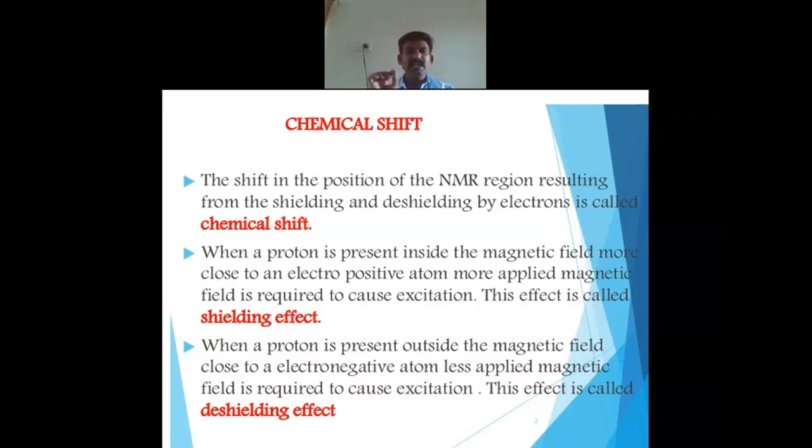So listen clearly: for shielding and deshielding, the chemical shift is always on a scale of 0 to 10 on the graph. Toward the higher numbers, 6 and up, is deshielding, which is downfield. Toward 3, 2 and lower is upfield, where less applied magnetic field is needed. So the deshielding and shielding effect by electrons is called the chemical shift.